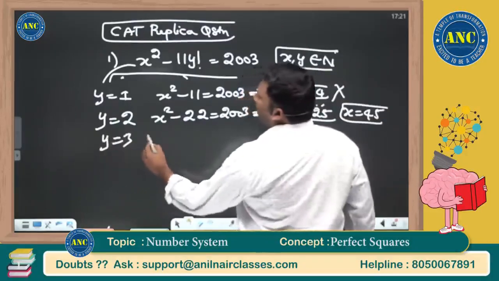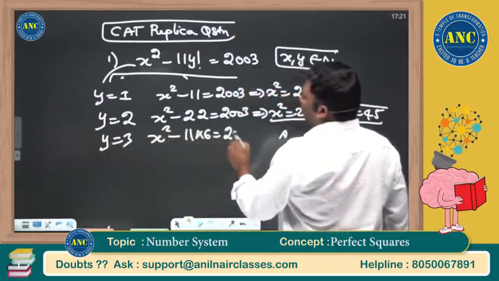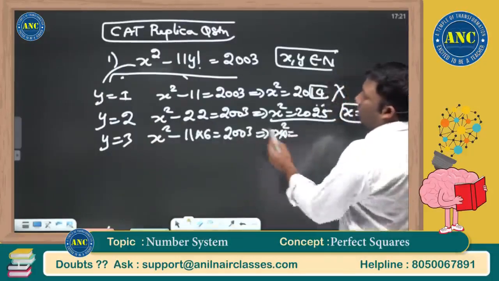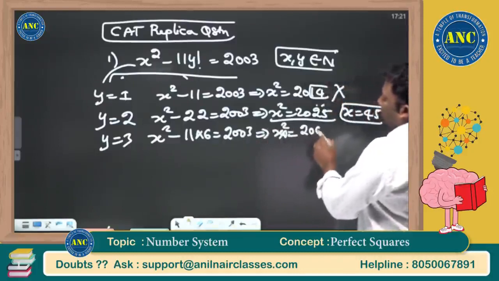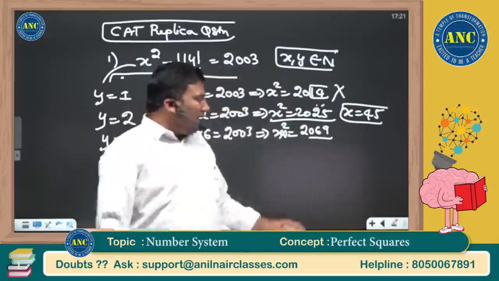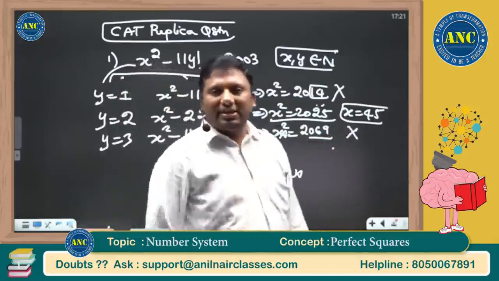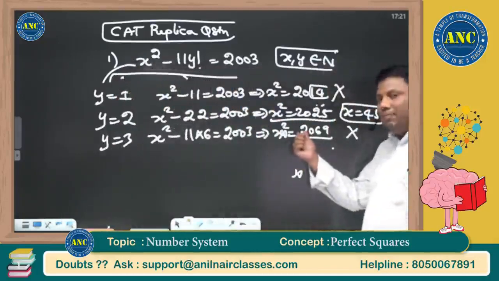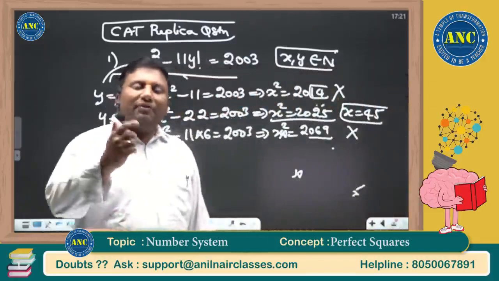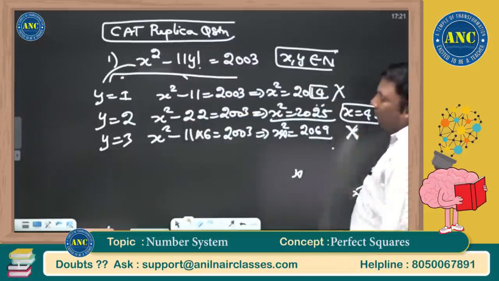Y equivalent to 3. X square minus 11 into 3 factorial, which is 6, equivalent to 2003. So x square equivalent to 2003 plus 66, which is 2069. Now see here, it is not a perfect square. Why is it not a perfect square? After 5 minutes I will discuss. What is the sum of the digits of this number? 2 plus 6, 8. 8 plus 9, 17, which gives 8. Any perfect square's digital sum should be 1, 4, 7 or 9. This concept I will discuss within 5 minutes.